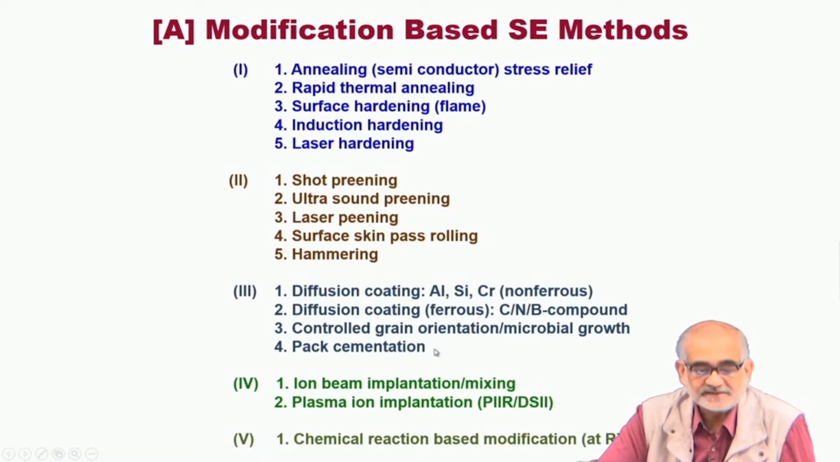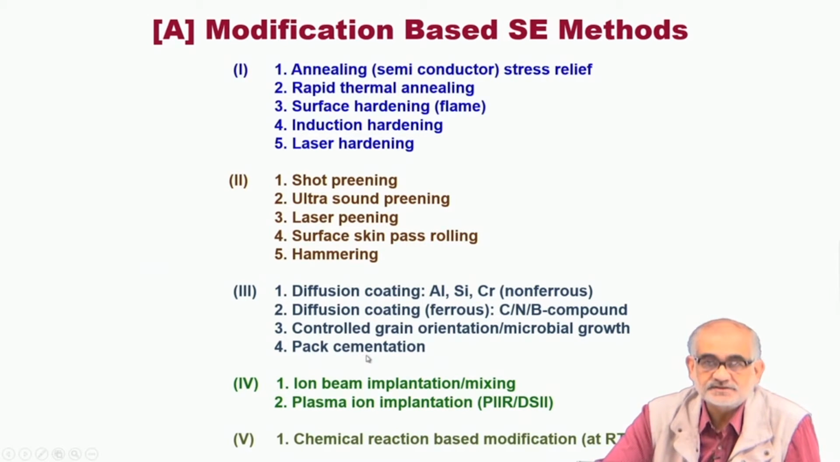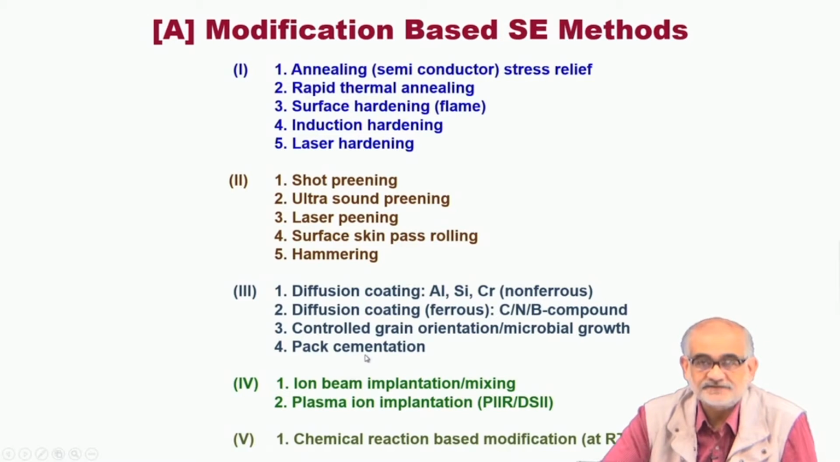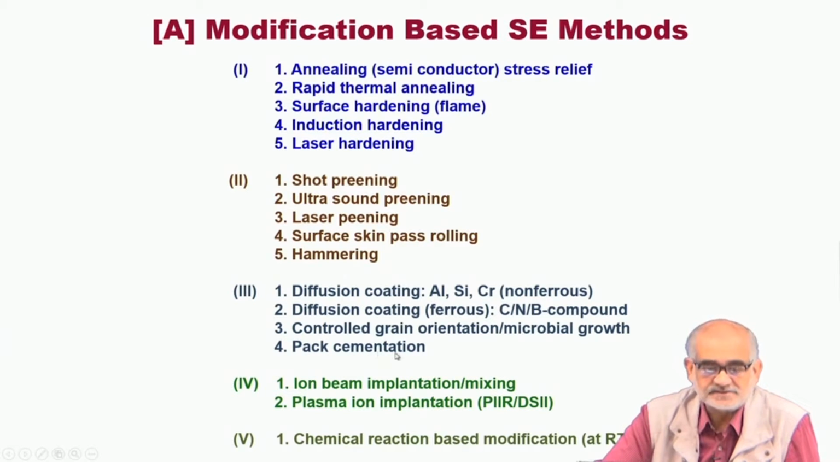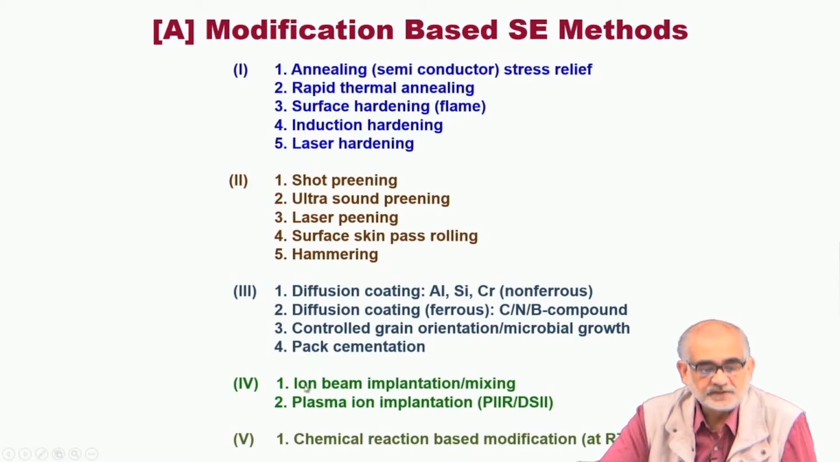We can also do a pack cementation, which is very similar to diffusion coating. Essentially, this is completely a solid state process, wherein you pack the component inside a box and then expose the box, or subject the box, to a high temperature so that the diffusion takes place. But here the diffusion pack contains not just the diffusant, but also certain activators and catalysts and so on.